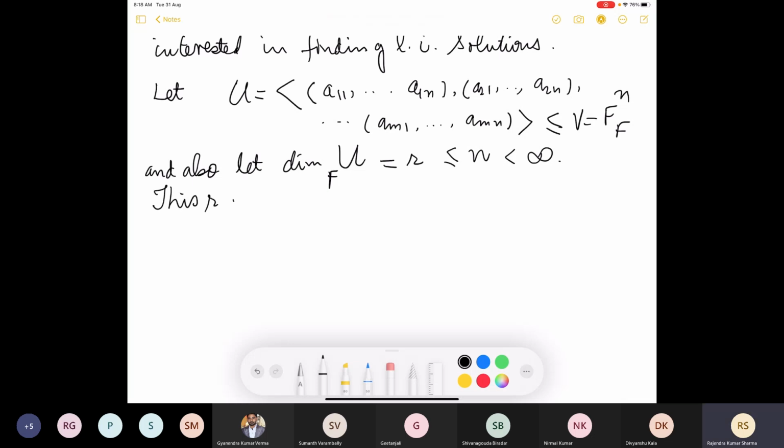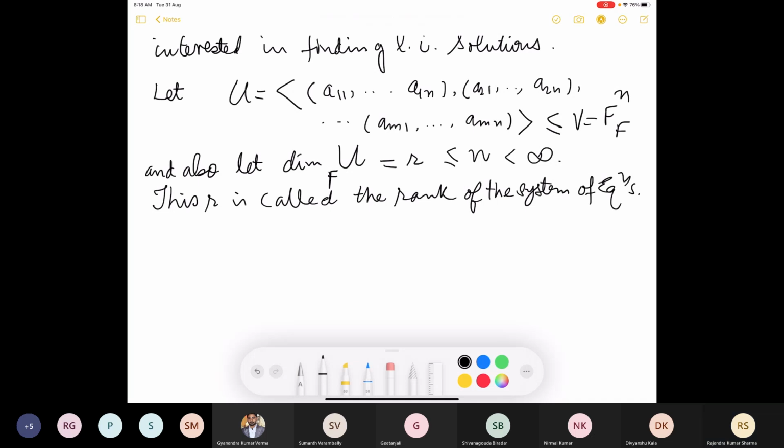And this r is called the rank of the system of equations that we have stated in the beginning. And you will soon see why it is called rank, in the sense that you are solving the system of linear equations.